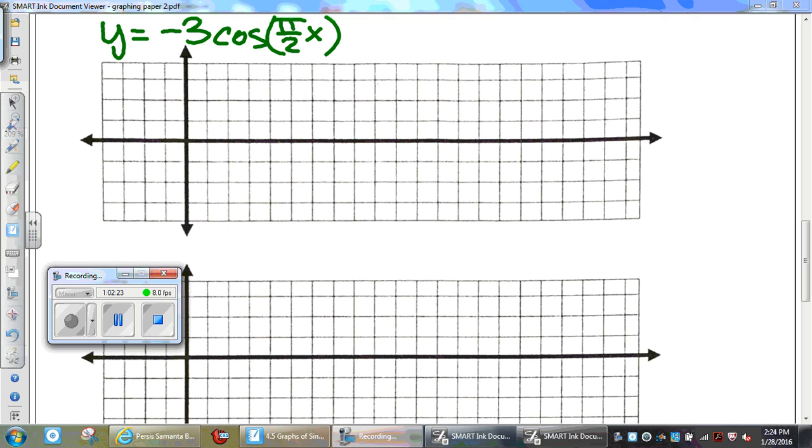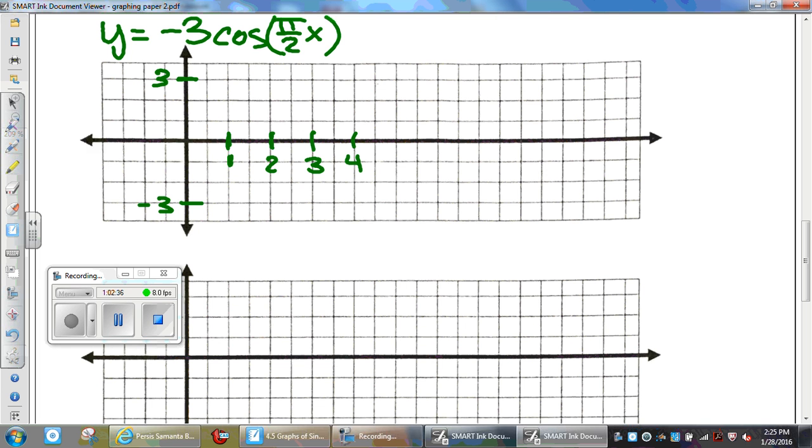Let's just label this one will be 1, 2, 3, 4. And we have here, let's count 3 units. That will be 3. This is negative 3. And so we decided that since there was a reflection, we're going to start at the minimum values. And then right in between, that will be the maximum.